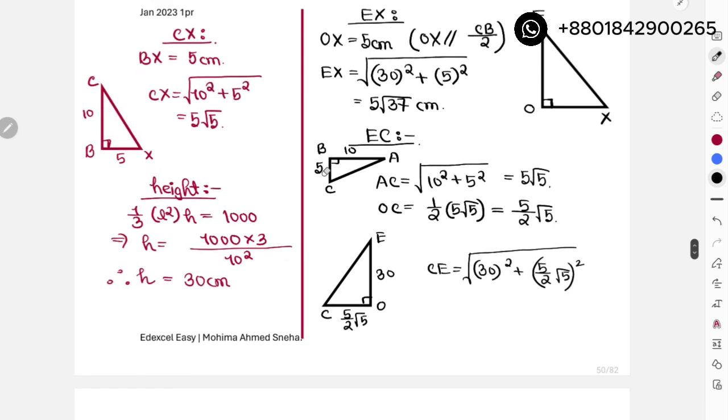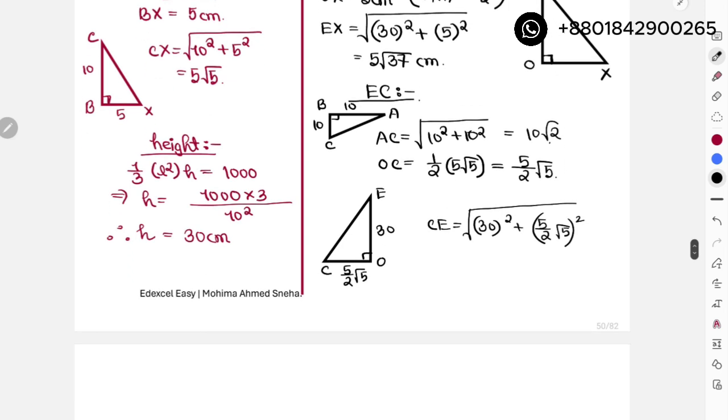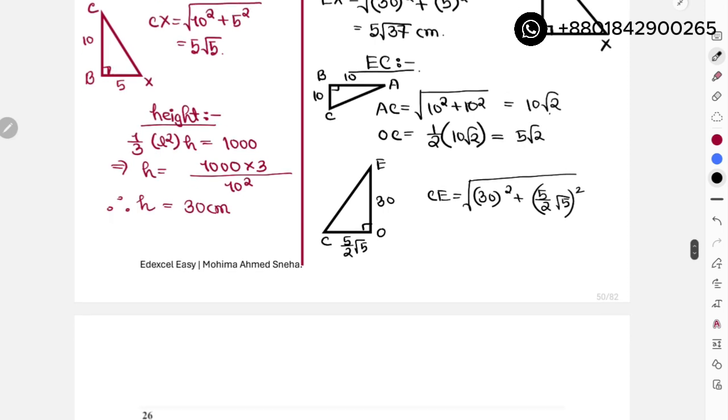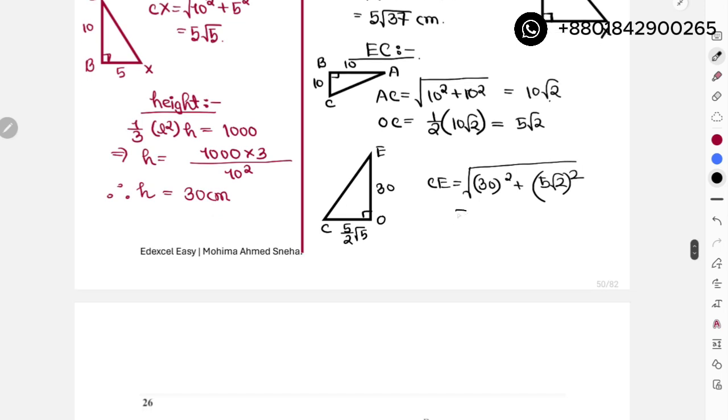Sorry, made a mistake. For AC, the dimensions were 10 and 10, right? So in that case, it will be 10 over here. So 10 square plus 10 square, that gives you 10 root 2 here. Half of that is going to be 5 root 2. And in that reference, it will be easy. 5 root 2 whole square. And that leaves you with 5 root 38.